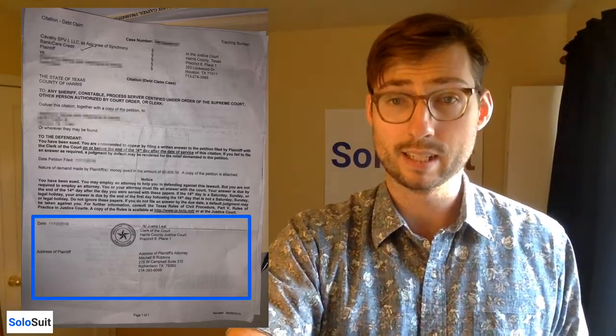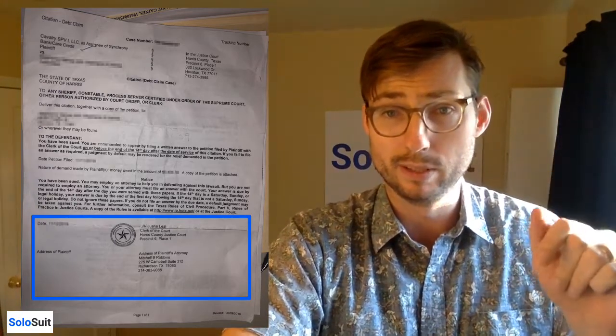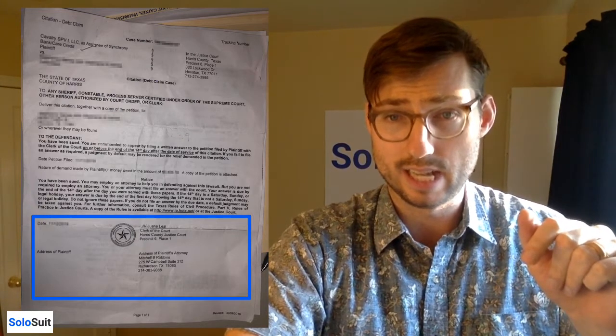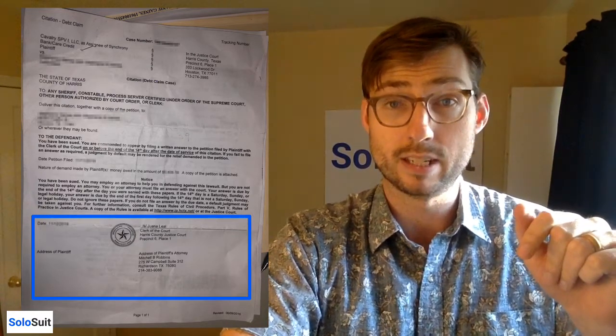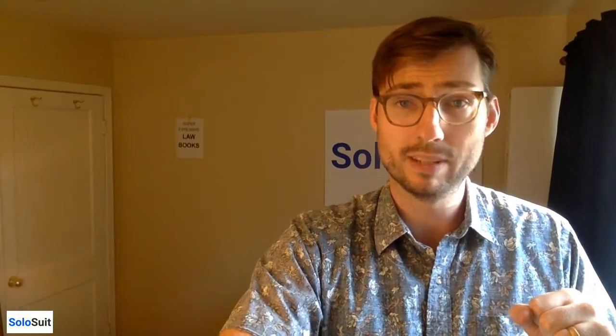And then down at the bottom, again, the date and the signature of the clerk. That /S/ just means that it's a signature. It's just something lawyers and legal people do. Okay, so that's the information there, and again, it has the address of the plaintiff's attorney that you are going to send your answer to. That's very important to have that address there at the bottom. Okay, that is it on the citation. Moving on to the petition.